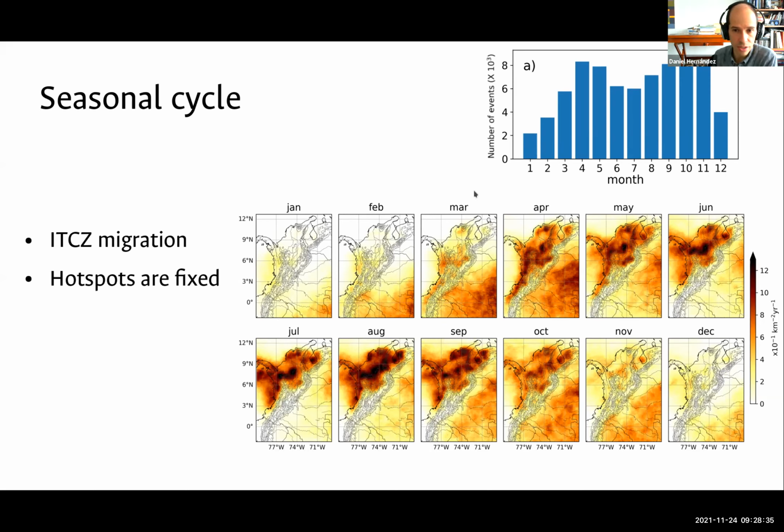But something interesting, or kind of obvious, but worth mentioning, is that those hotspots that we found in the annual mean distribution are still there for the different months. They just are on or off depending on where the ITCZ is, but they don't move around. So that just confirms that these hotspots are really related to the topographical features, to the lower boundary conditions that are found here.